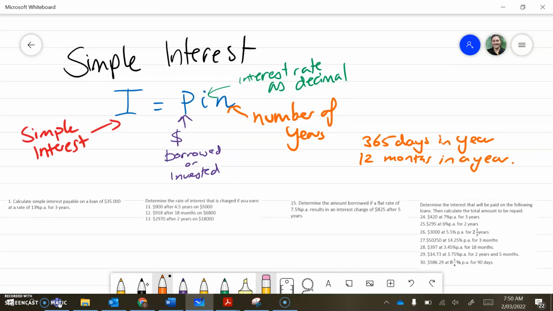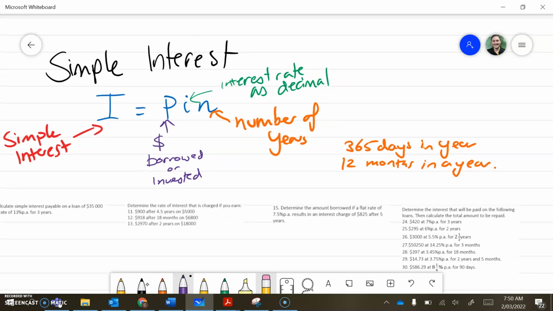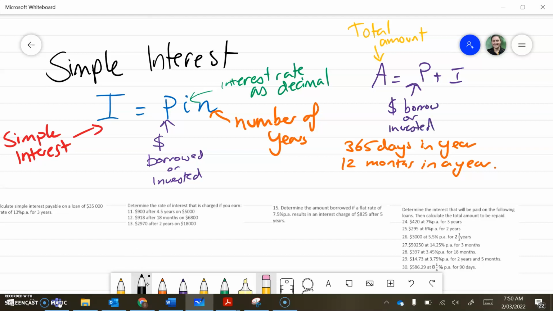The one other formula that you will need to use with this unit is that A equals P plus I. What this formula finds is the total amount, so the total amount earned or the total amount that you've had to repay to the bank. P is your principal, the amount that's borrowed or invested, and I stands for your simple interest. So you calculate that using our first equation, and then you can find the total amount.